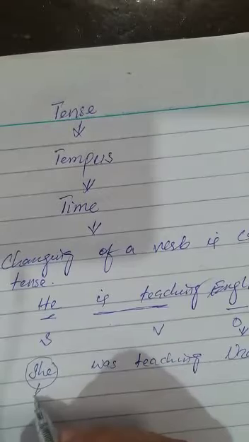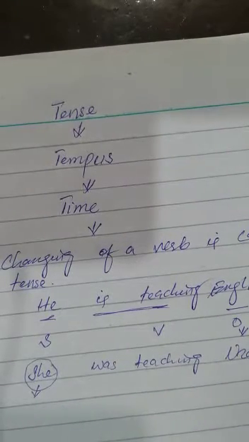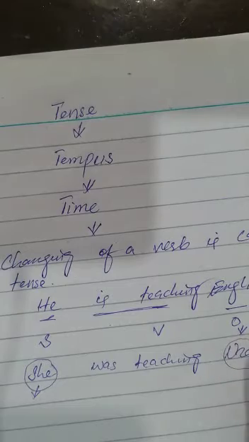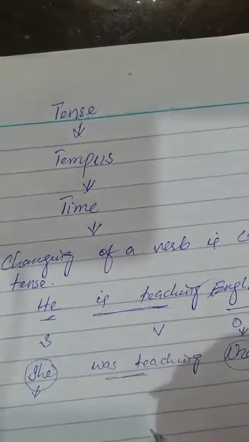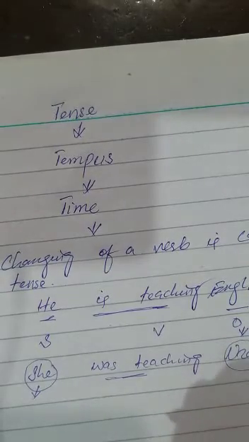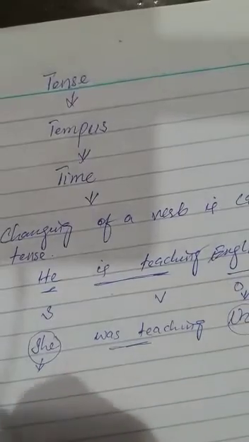So this shows that if I change the subject, nothing happens to the tense. Even if I change the object, nothing happens to the tense. But once I change the verb, automatically the entire tense is changed, right? So students, you should know that the changing of a verb is called tense, right?